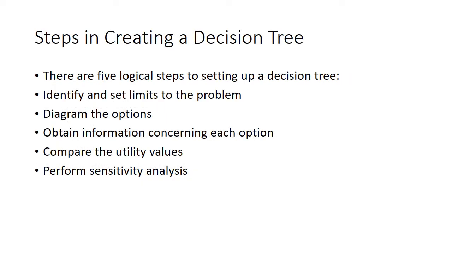So there's kind of 5 logical steps when you're setting up a decision tree. You want to identify and set limits to your problem, diagram out your options, and obtain information concerning each option. You'll compare utility and then perform sensitivity analyses. And we're going to look at this as we go through each of the steps here.